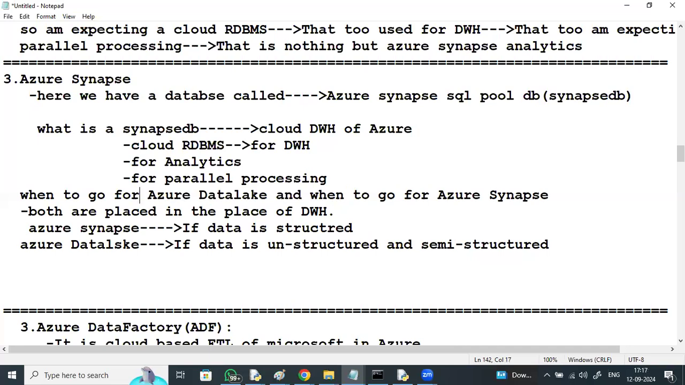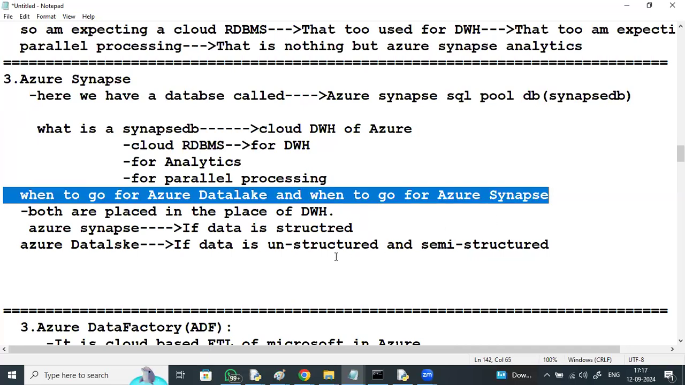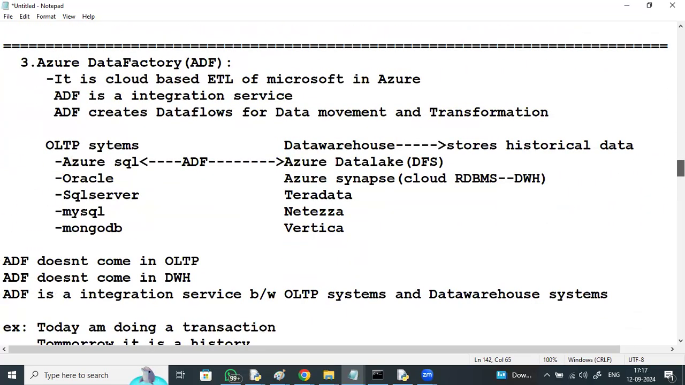So when to go for Azure Data Lake and when to go for Azure Synapse? If the data is structured, go for Azure Synapse. If data is unstructured or semi-structured, go for Data Lake. Now talking about Azure Data Factory. It's a cloud-based ETL from Microsoft. ADF is an integration service. It creates data flows, data movement, and transformation.